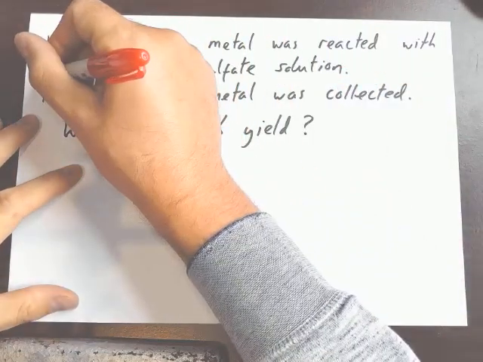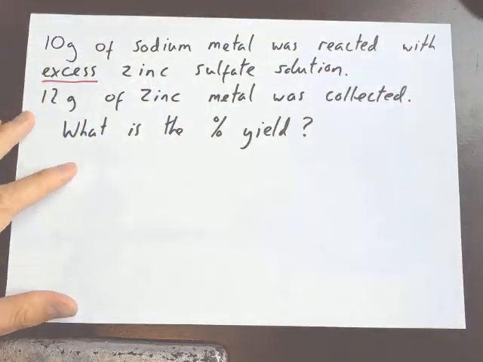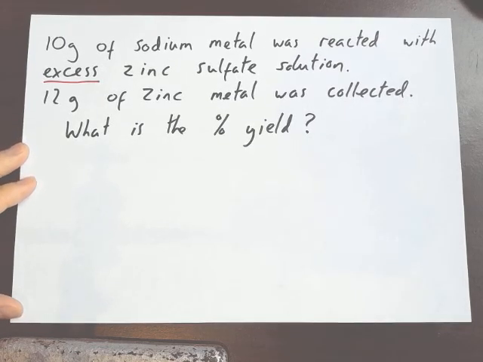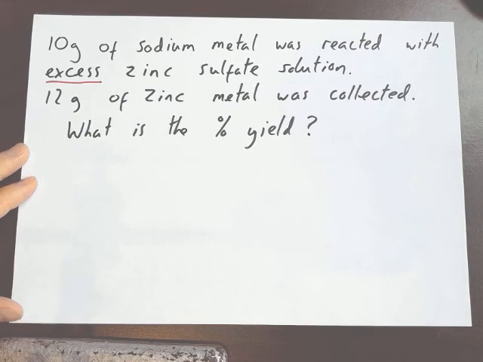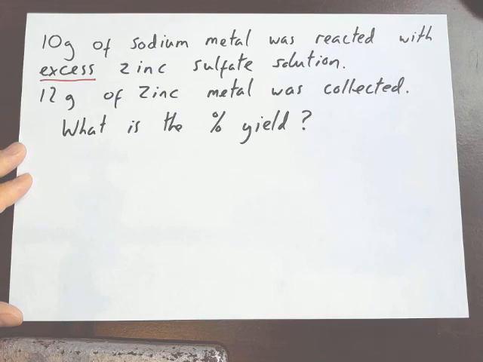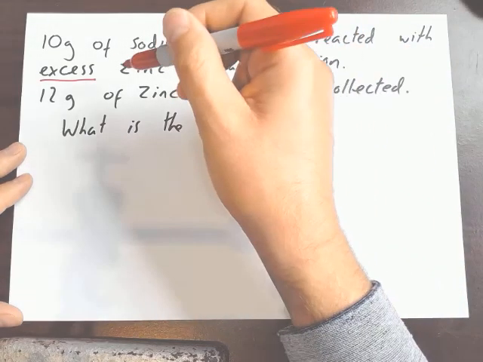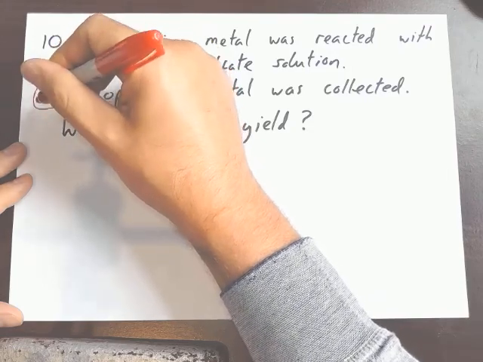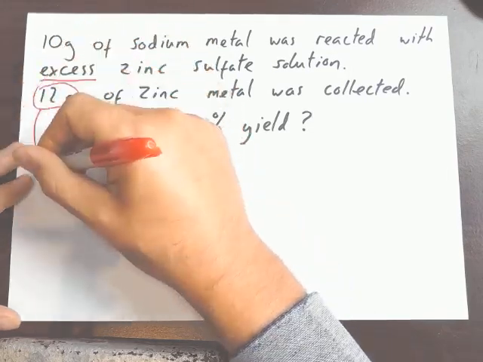The fact that the zinc sulfate solution is in excess means that you're not going to work out how many moles of it there are. There's just enough to react completely with all of the sodium metal. So the sodium metal is the limiting reagent. So here, 12 grams of metal is collected. That's your actual yield in grams.